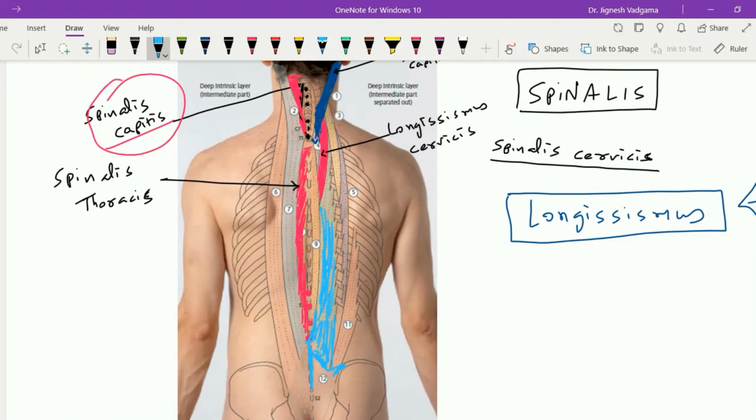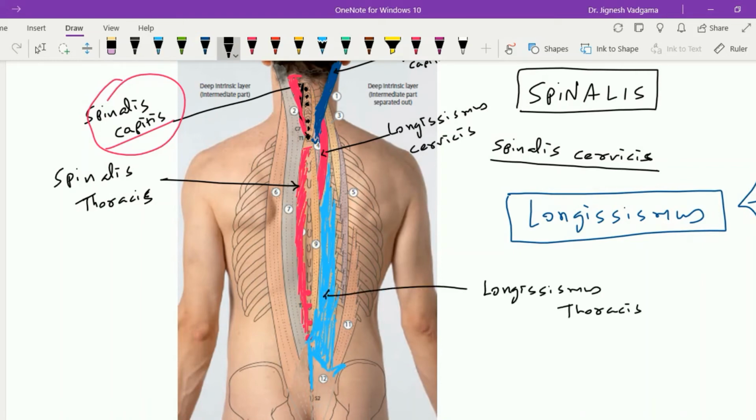Along with that, it is also going to insert over the lumbar vertebrae, over the costal processes, and the thoracic vertebrae having the transverse processes. So this group of the muscle is the largest part of the longissimus group, and this is the longissimus thoracis muscle.